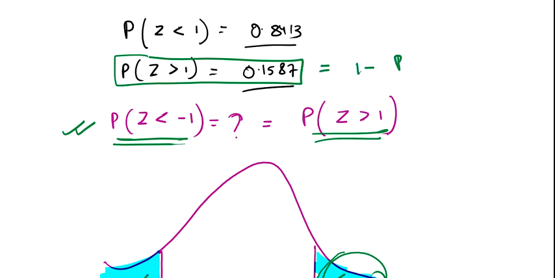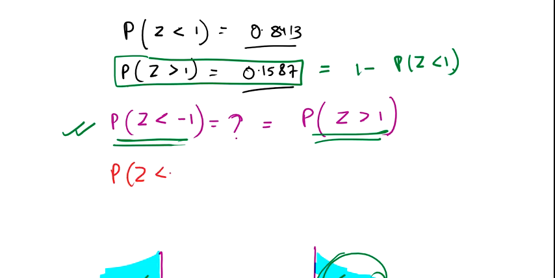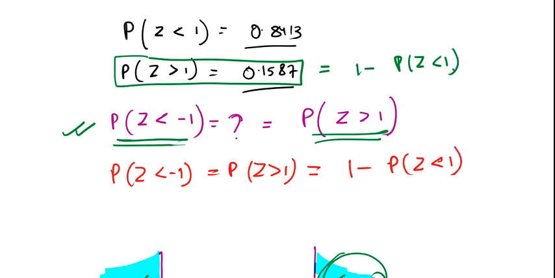This is equal to 1 minus the probability of Z less than 1. So from this portion, if I want to know the probability of Z less than minus 1, it is equal to the probability of Z greater than 1, which is equal to 1 minus the probability of Z less than 1. So this can be written like this as well. Hopefully you are understanding the concept.